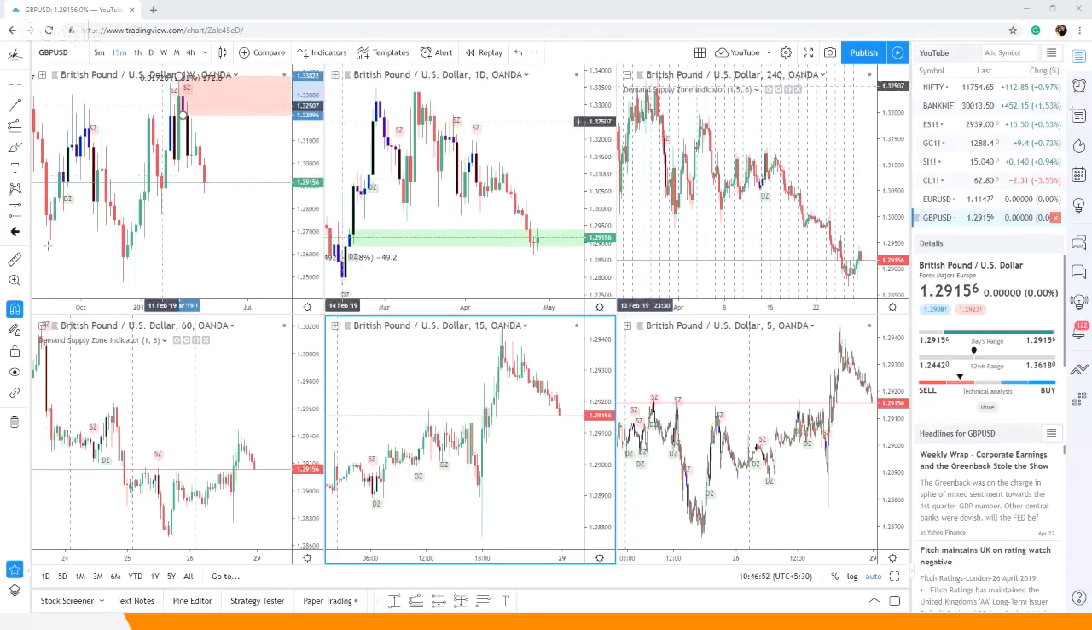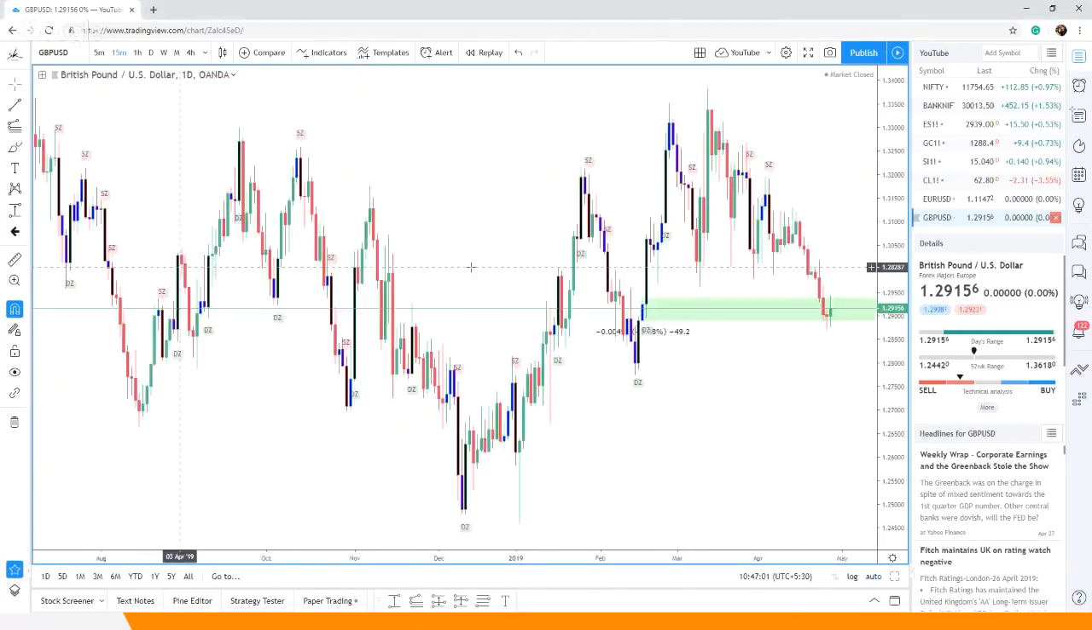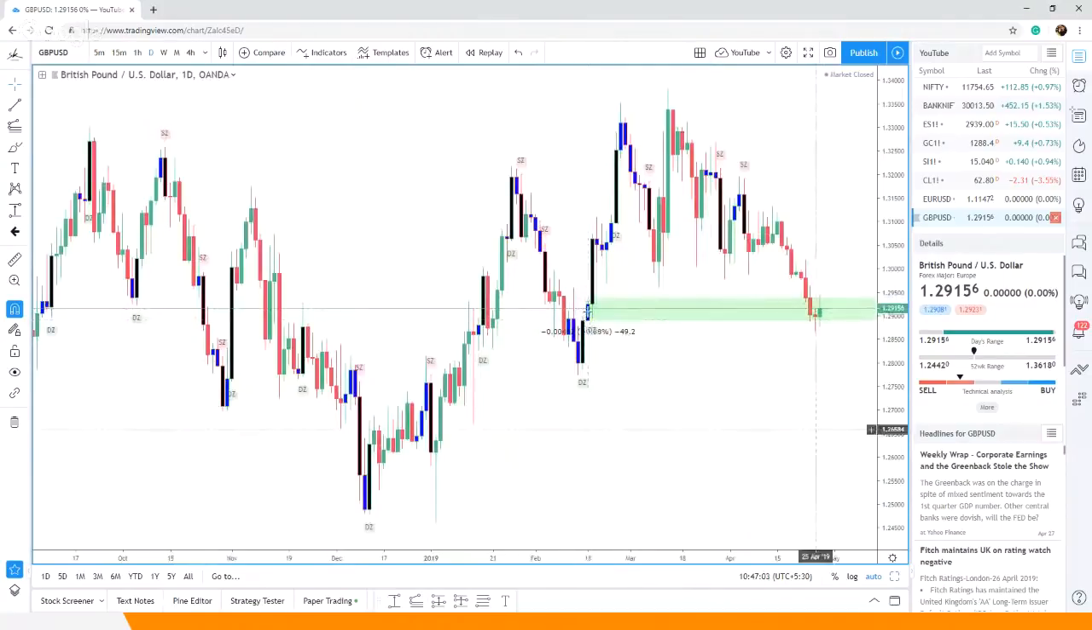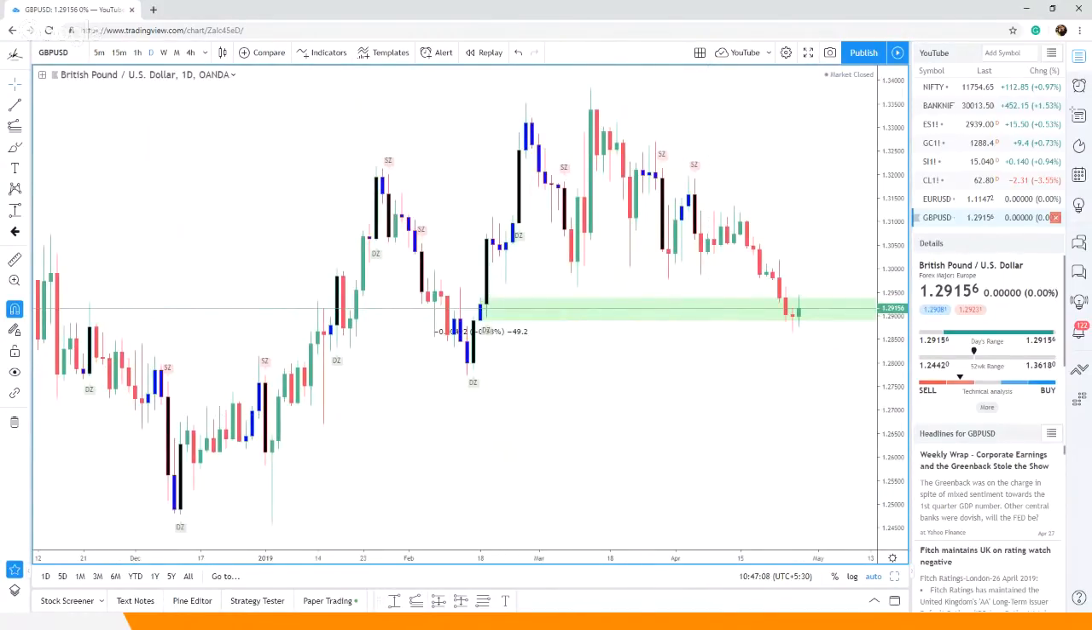In fact, if I talk about this demand and supply zone indicator, you will see it also marks quite a few zones for me where I don't even have a 50% candle, right? So can you see this one? This is not even a candle with a 50% body, but it is still marking this as a demand zone for me, right? So there can be other things as well.